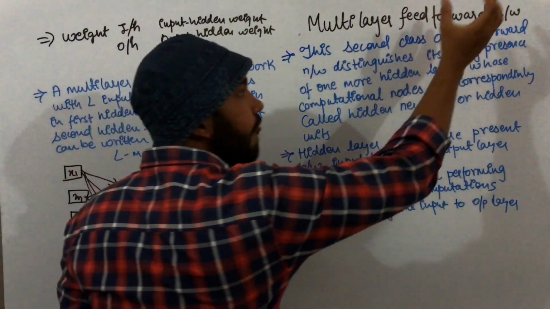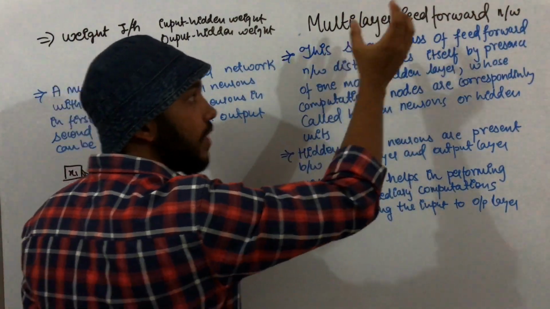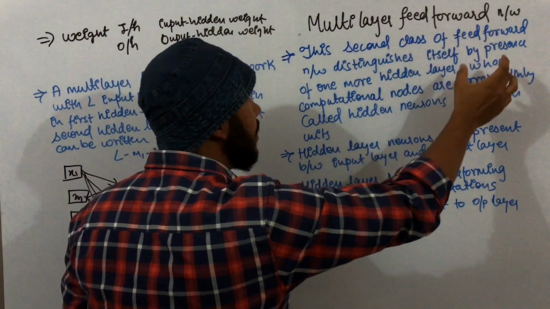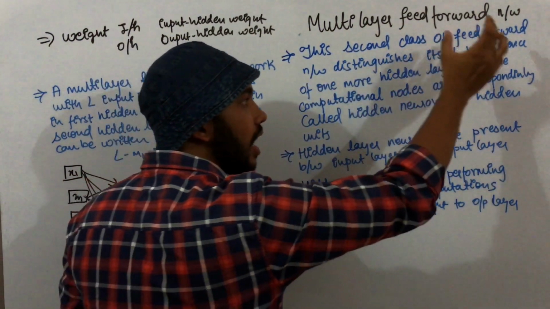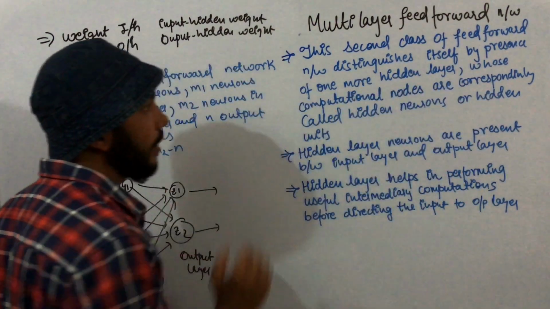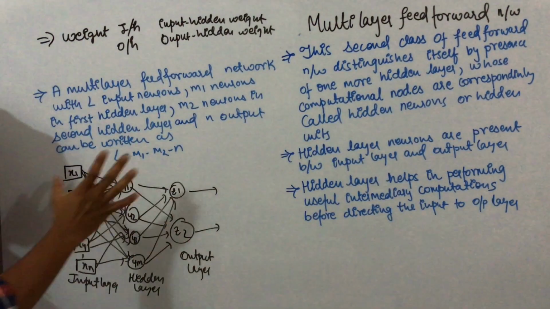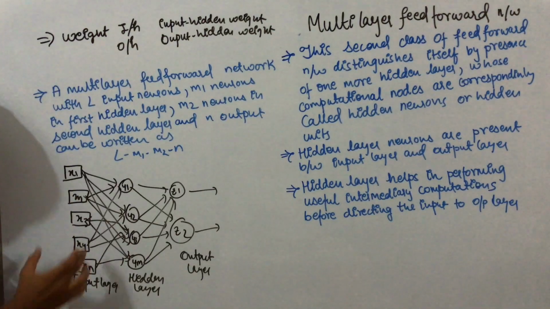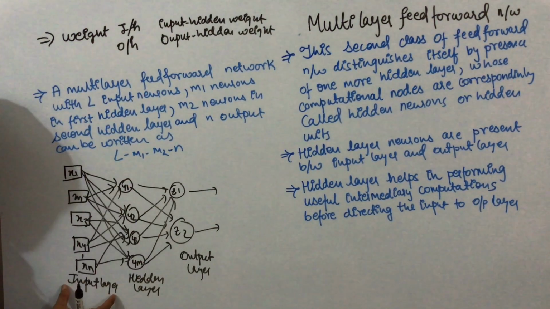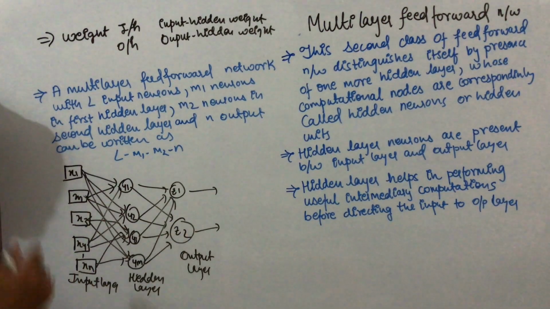This second class of feed-forward network distinguishes itself by the presence of one or more hidden layers, whose computational nodes are correspondingly called hidden neurons or hidden units. In multi-layer feed-forward network, we have hidden layers present between the input layer and the output layer.